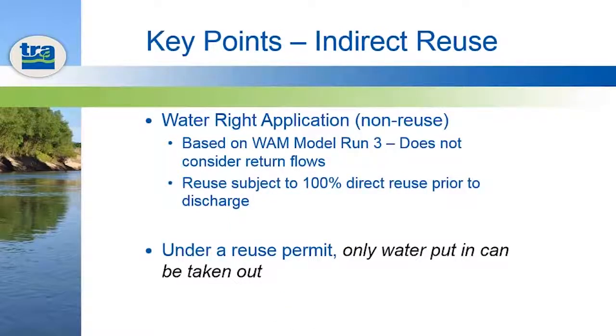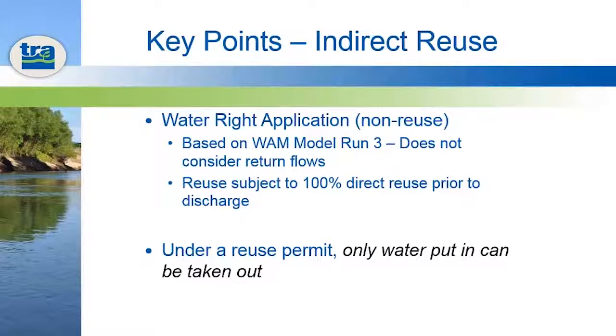Now the next couple of slides fall under a category, if you'll entertain me, of just kind of miscellaneous points to keep in mind about indirect reuse. The first is that I touched on earlier, this is a water rights application. This is for potable indirect reuse. And what will happen is when you go to the TCEQ and you file an application for a water right, even if it's for reuse, they'll run what's called the WAM model, the Water Availability Model, and they'll run what's called Run 3. So they have different types of models, different runs.